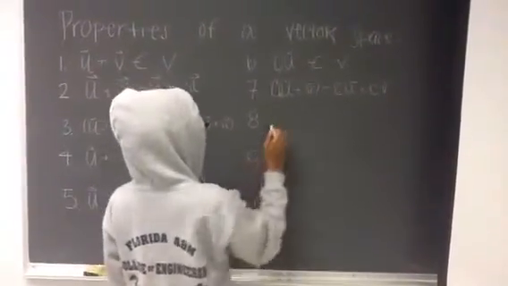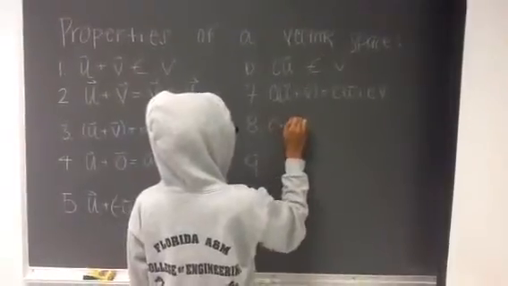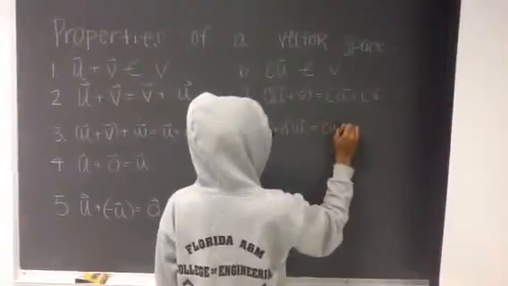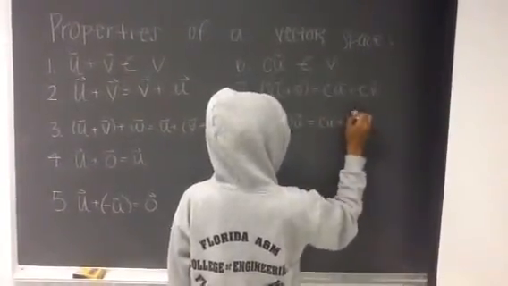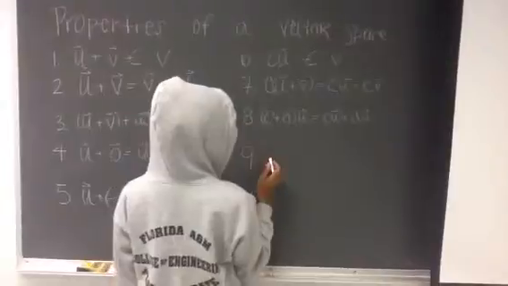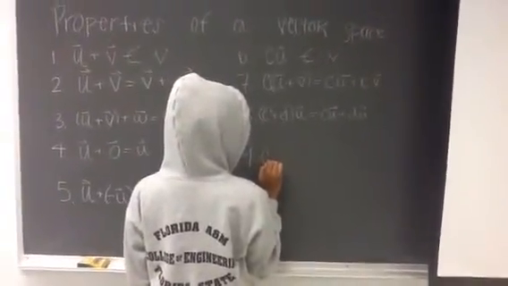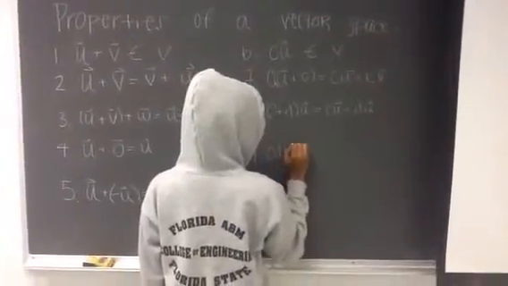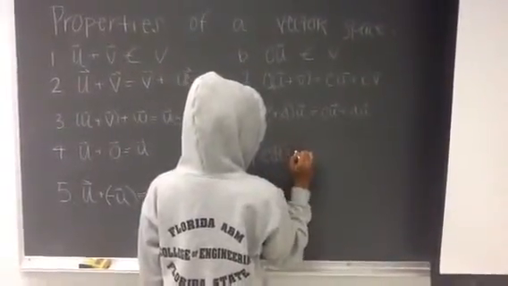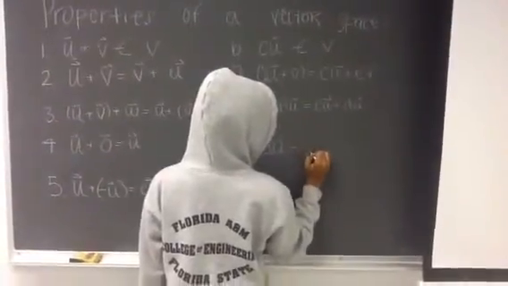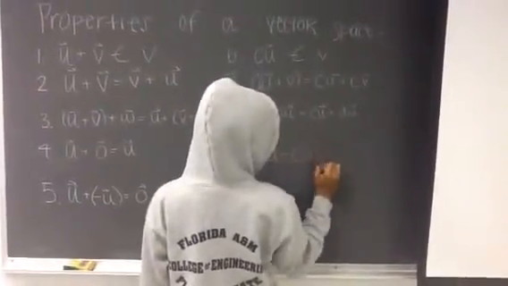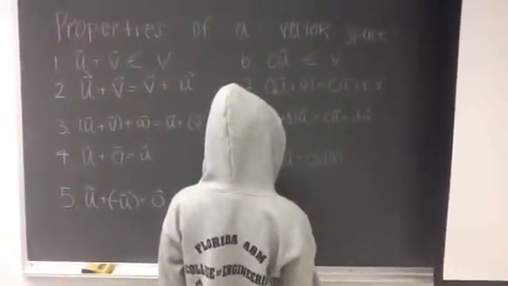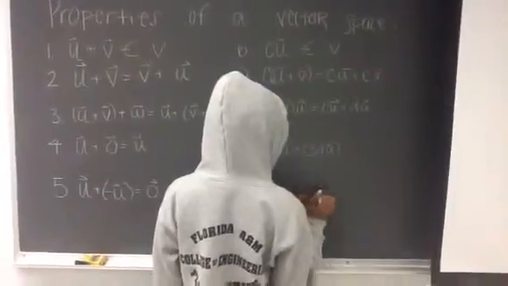8. The sum of the scalars c plus d times the vector u equals c times u plus d times u. 9. The scalar c times d times the vector u equals the scalar c times the quantity d times u. 10. The scalar 1 times the vector u equals the vector u.